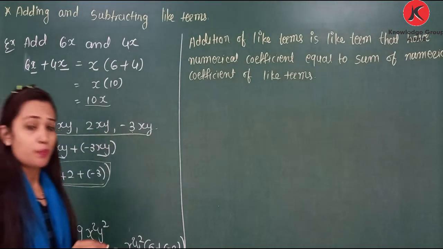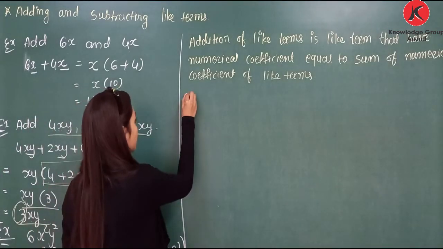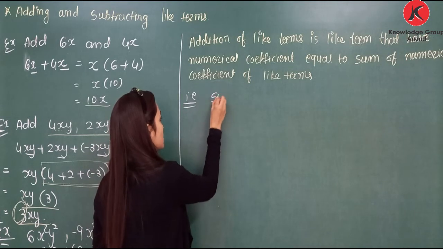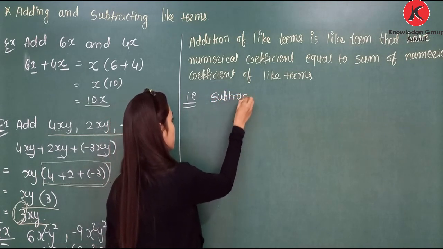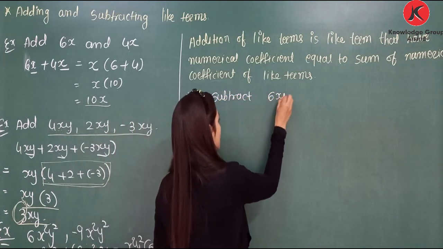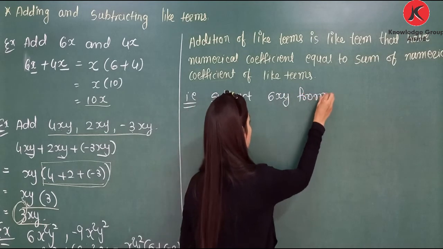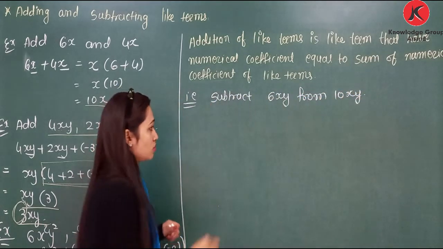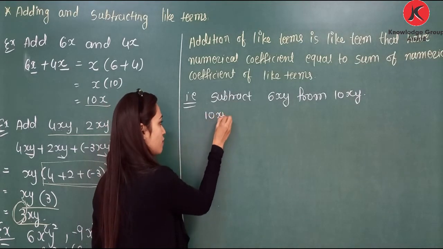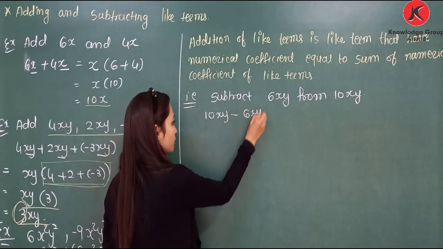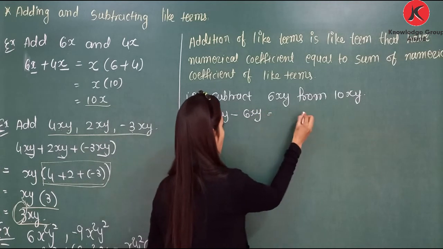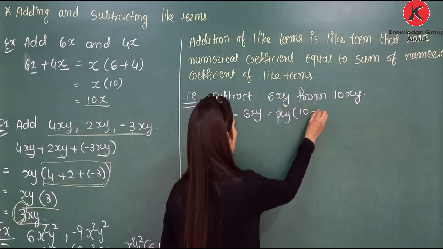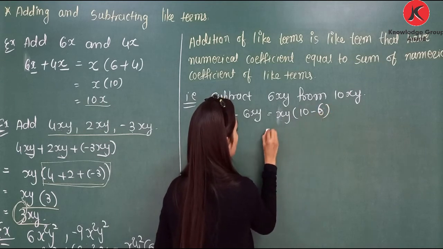Now the same for subtraction, if we take an example. Subtract 6xy from 10xy. So here we can write: from 10xy we need to subtract 6xy. So take xy out common, and in the bracket we have 10 minus 6, that is 4xy.